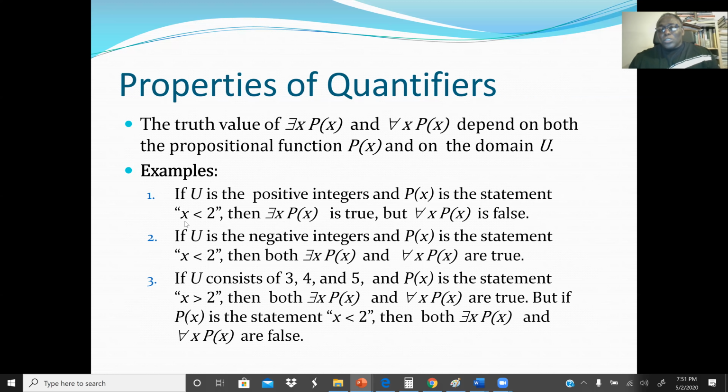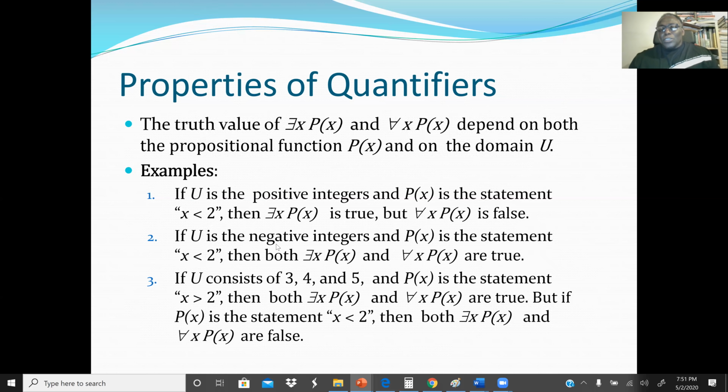Why? Because x less than 2 means we have 1, and 1 is positive. So at least one, and 0 is not positive, then after that we have the negatives. But since 1 is positive, ∃x P(x) is true. But ∀x P(x) will be false, because with x less than 2 we may have negative values like -5, -7. -5 or -7 is less than 2, which is true, but those are not in the domain, so ∀x P(x) will be false.